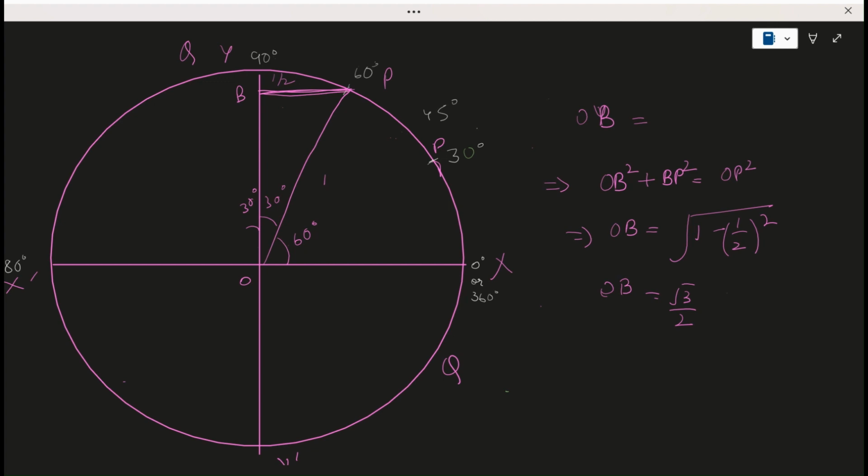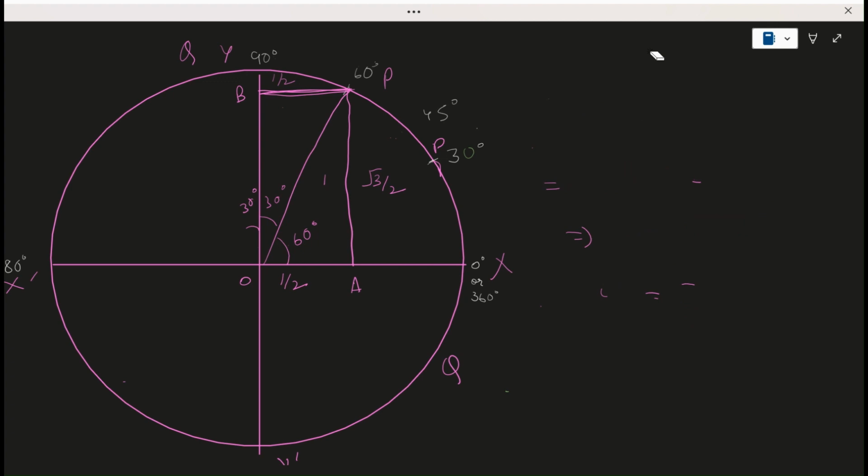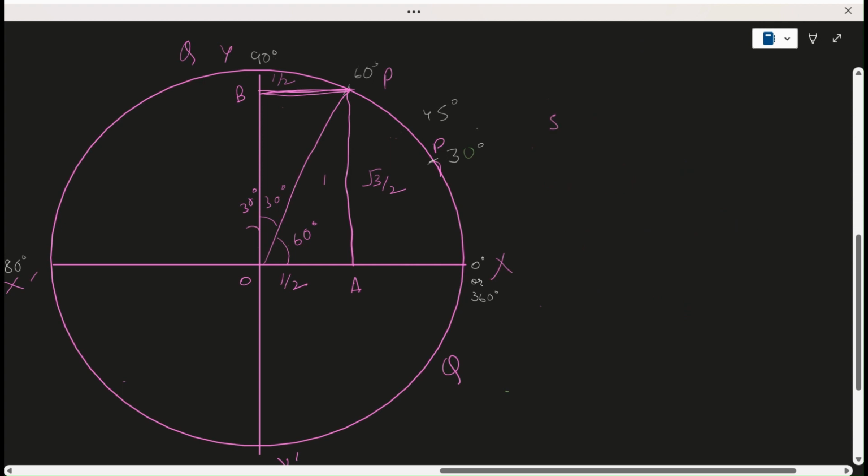Now this is perpendicular from P to B, and if I drop a perpendicular on x-axis, let this point be A, right? So OB will be equal to under root 3 by 2, and this half will be again equal to this value half, right? So this is the opposite sides of a rectangle. Now we have obtained the sides of all three. We have obtained the values of all three sides.